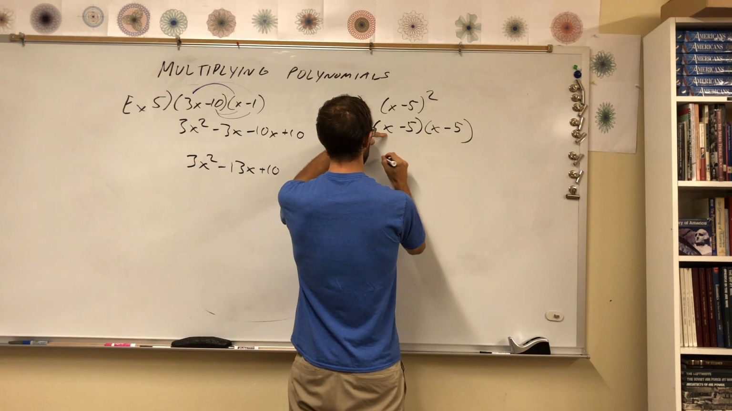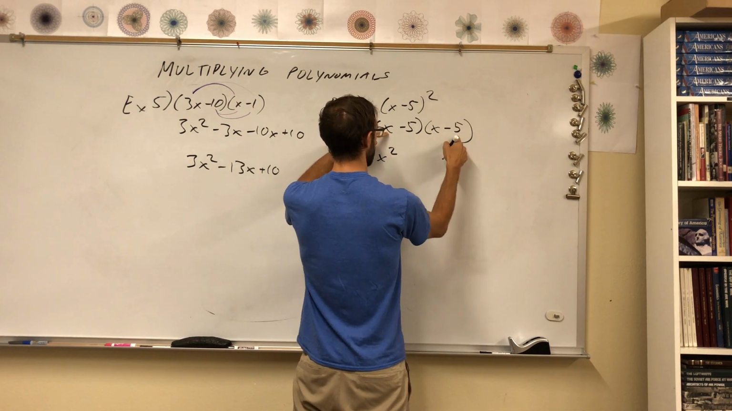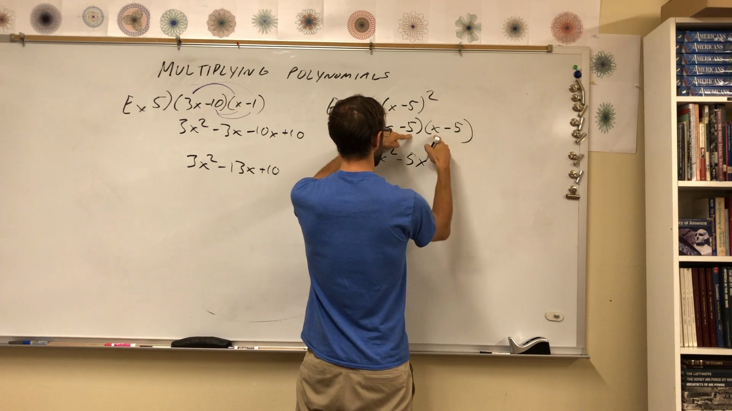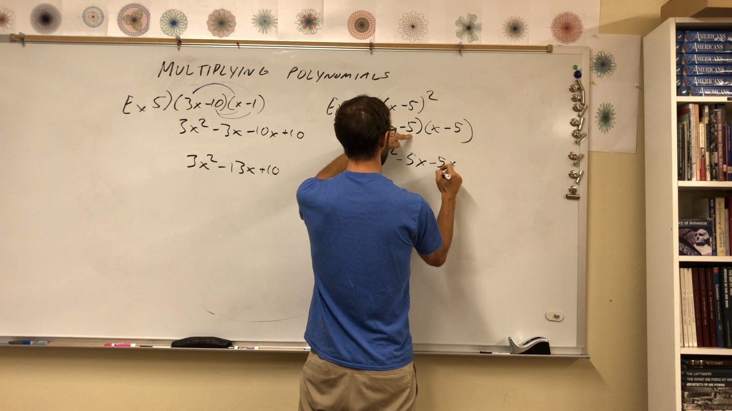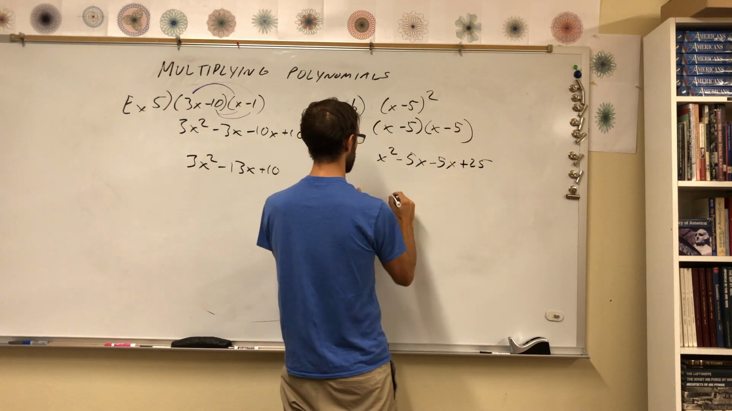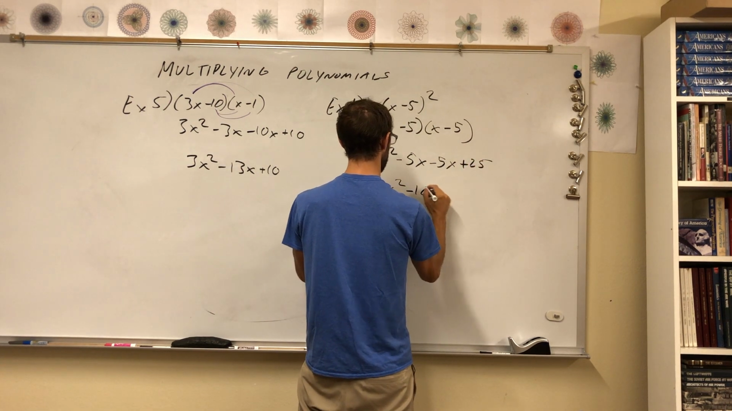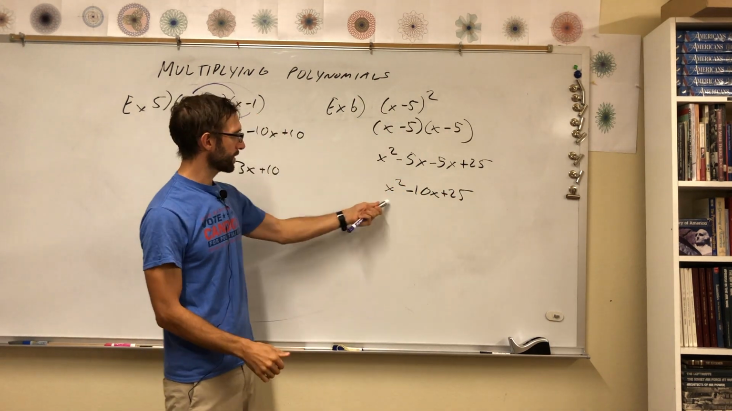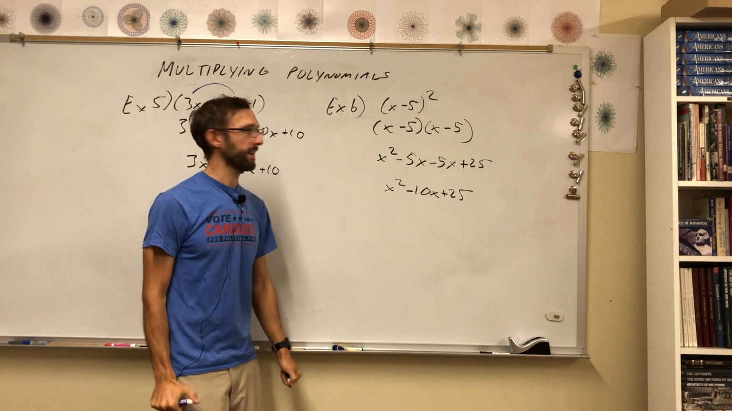x times x is x squared. x times negative 5 is negative 5x. Moving over. Negative 5 times x is negative 5x. Negative 5 times negative 5 is plus 25. And then we combine our like terms. There we go. All right, so there we go. We get x squared minus 10x plus 25.